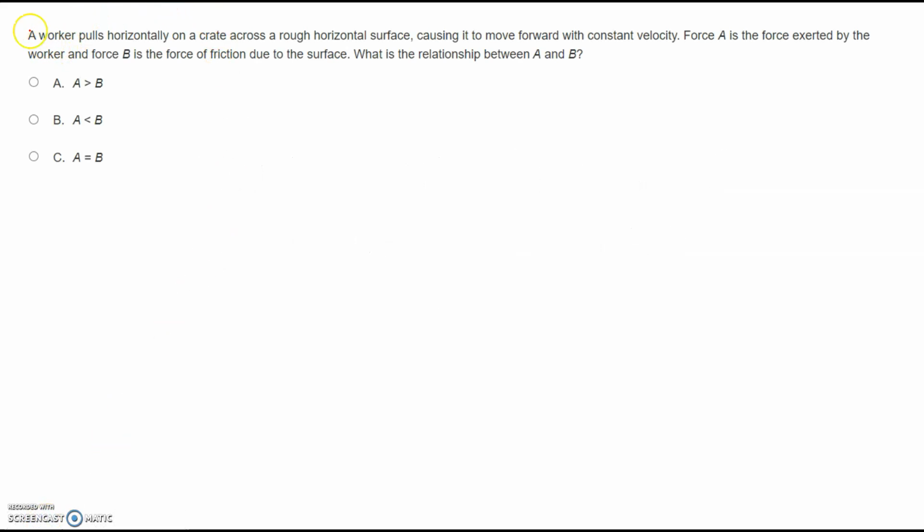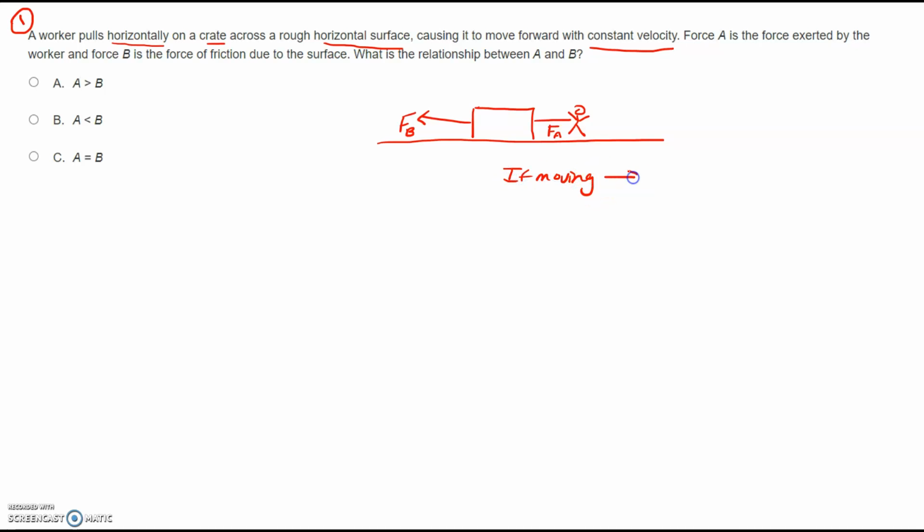Okay, this first question says, a worker pulls horizontally on a crate across a rough horizontal surface, causing it to move forward with constant velocity. So I went ahead and drew this so that I could get a picture of what this looks like. It's pulling on this crate. Force A is exerted by the worker, and force B is oppositional to motion because it's friction. What is the relationship? If this is moving in this direction, then the force of A is going to be greater than the force of B. And that is A.